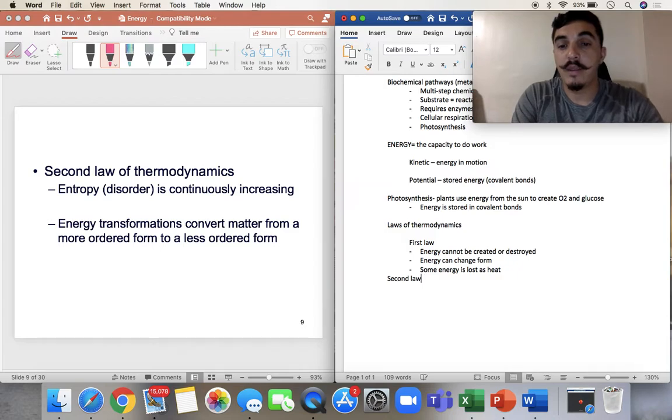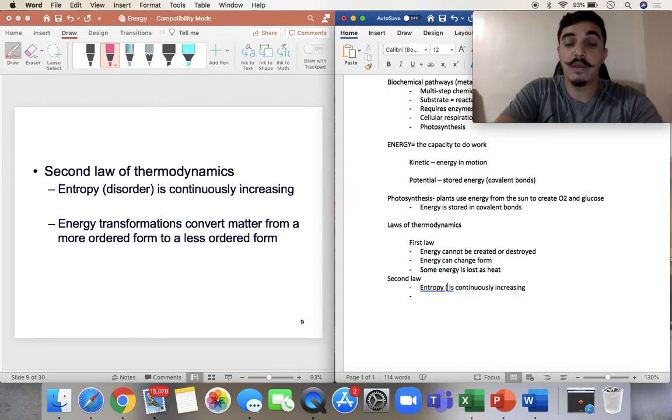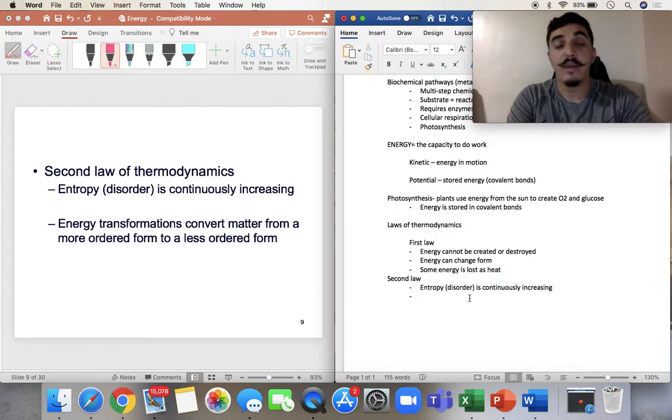So it just means entropy is continuously increasing. So chaos is continuously happening. Disorder is continuously happening. So entropy is just disorder or chaos, how things are just moving around and reactions are happening and all these things are transforming and moving.